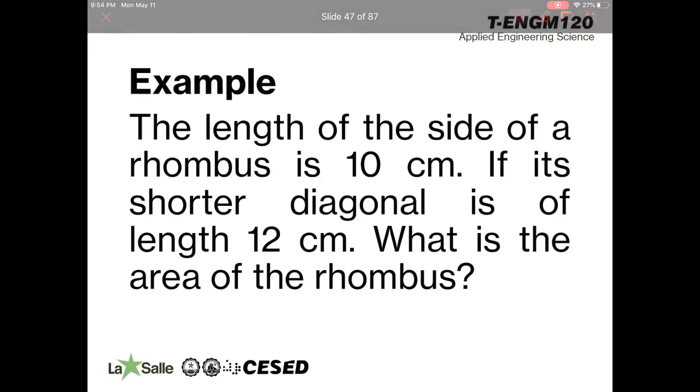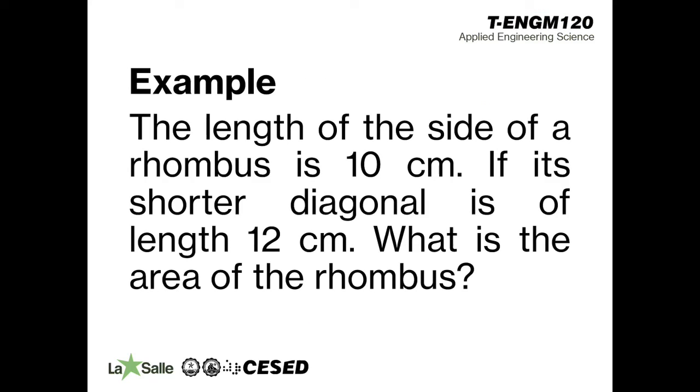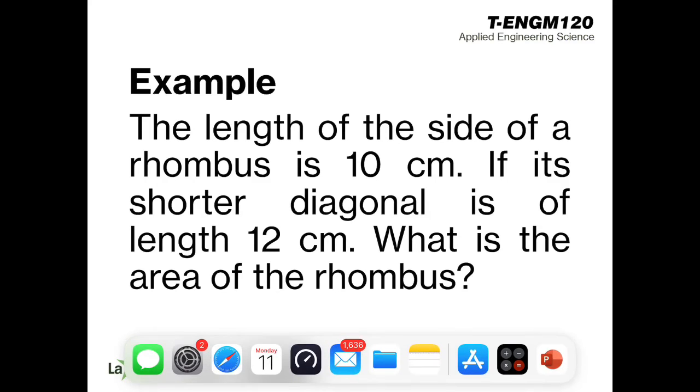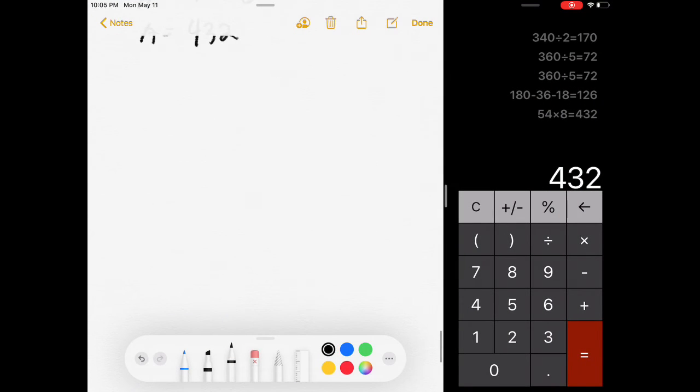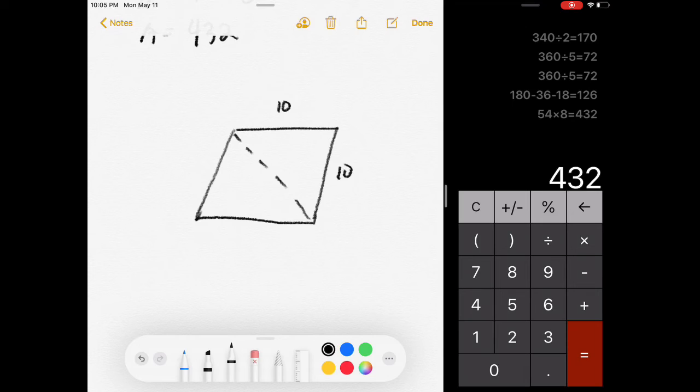they are perpendicular. For this example, the length of the side of a rhombus is 10 centimeters. If its shorter diagonal is 12 centimeters long, what is the area of the rhombus? We could simply solve that. First, let's draw the rhombus. Here we have 10, and the shorter diagonal is 12. And the longer diagonal is missing.